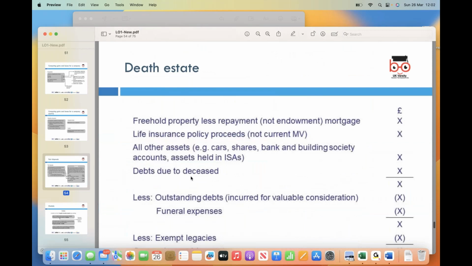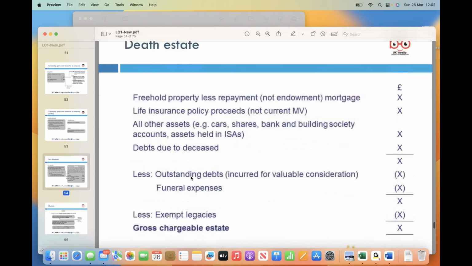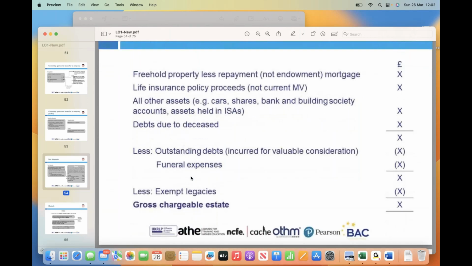Death estate: freehold property, less repayment, not an endowment or mortgage. Life insurance policy proceeds, and all other assets: cars, shares, bank, building society, or individual saving accounts, debts due to the deceased, less outstanding debts incurred for valuable consideration, and funeral expenses as well. Okay, so exempt legacies, gross chargeable estate.